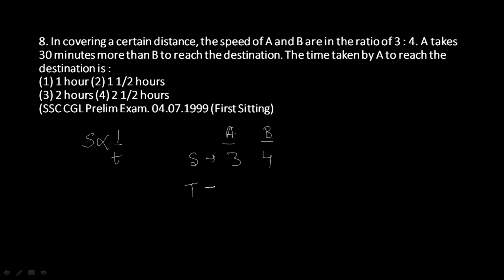So the ratio of time will be 4:3, right? It says A takes 30 minutes more than B to reach the station. So the difference here is 1. This 1 is equivalent to 30, right? The question is the time taken by A to reach the station. So 4 will be 4 into 30 is 120. Clear? So 2 hours is the answer. If you don't have any doubt regarding this question, moving to the next one.